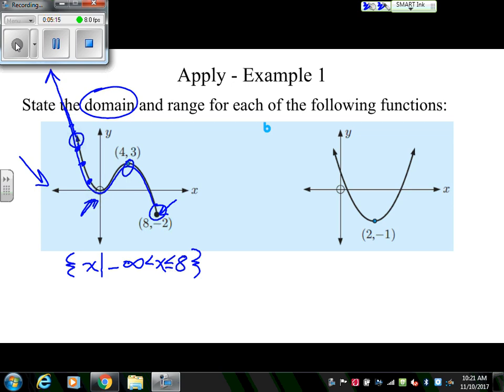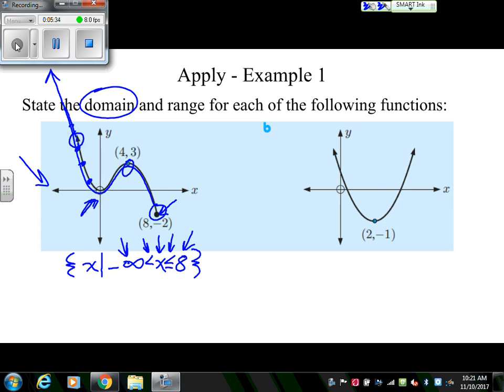So what did I do here? I listed the lowest possible value. I listed the highest possible value. I put my x, which is what domain is, in between it. And then I used some version of a less than sign. If it couldn't equal it, I used just a regular less than sign. And if it could equal it, I used a less than or equal to.